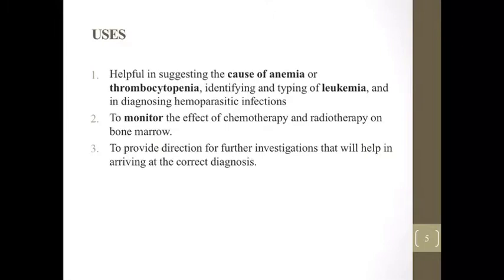Why are we making the peripheral smear? It is helpful in various cases. First, it is helpful in suggesting the causes of anemia or thrombocytopenia, identifying and typing the various leukemias, and diagnosing various hemoparasitic infections. Second, to monitor the effect of chemotherapy and radiotherapy on the bone marrow. And the last is to provide direction for further investigation that will help in arriving at the correct diagnosis. Mainly we are doing the peripheral smear for the differential count, plus these many causes.